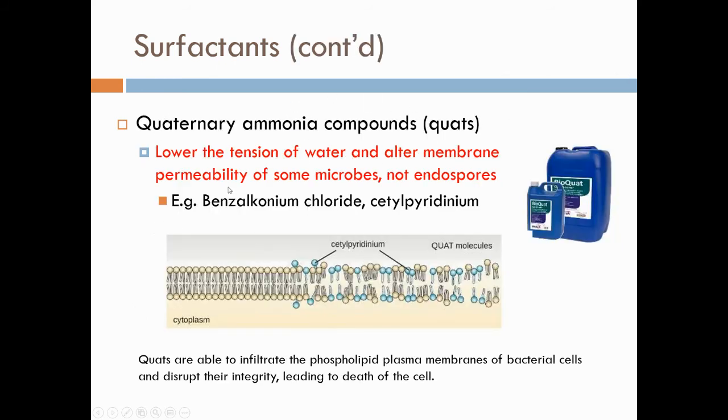Quaternary ammonia compounds, slightly different than soaps, but similar. So you see these two used together because they're both surfactants. These lower the tension of water and alter membrane permeability. So altering membrane permeability means they get in between these phospholipids in our phospholipid bilayer, opening it up for ions and other chemical compounds to come in, and for the components of the cytoplasm, the resources the cell needs to survive, to go out. We bust this open. They're able to infiltrate that membrane, disrupt the membrane integrity, and lead to cell death.